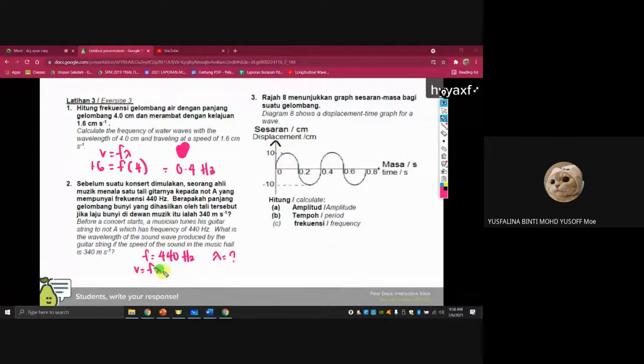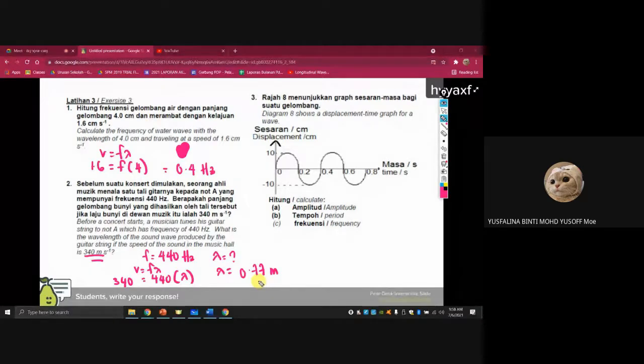So again, V is equal to F lambda. V is already given here, 340. Okay, and the F is 440. And you find the lambda here. So the lambda is 340 divided by 440. So you will get 0.77 meter. Okay, round off to 2 decimal points, or you can take 3 decimal points also.